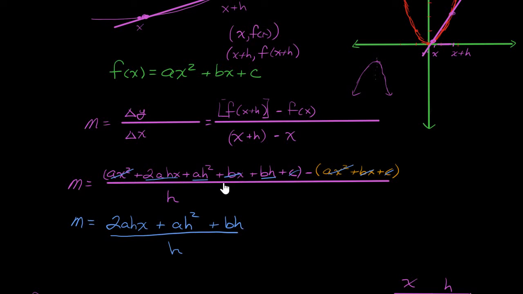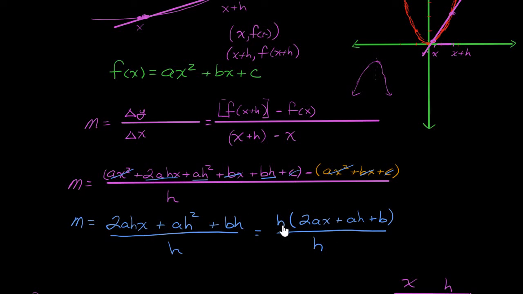h. Now can we simplify this ratio any further? And we can because there's an h in every single term. So if I wanted to make this a bit clearer, I could distribute an h out of this sum and say, well, in terms of h, what do I have here? I have 2ax times h, plus a times h times h, plus b times h.